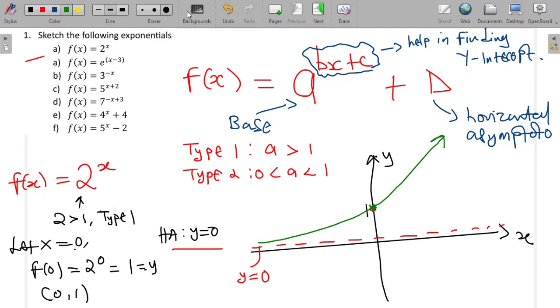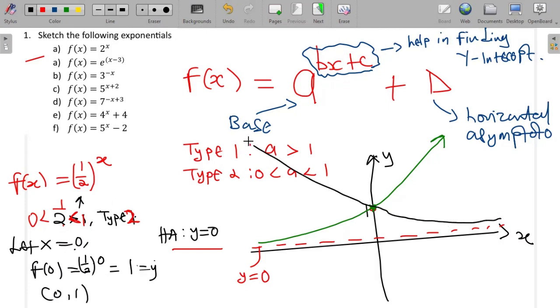And then if we had a type 2, for example, 1 over 2 to the power x, we see here that the base will be 1 over 2, which is less than 1 and greater than 0. So this will be a type 2 graph. When I find my y-intercept, it's still going to be 1, because half to the power 0 is also 1. So my y-intercept does not change. But for a type 2 graph, it always starts from the right here, and then it goes up like this on the left.